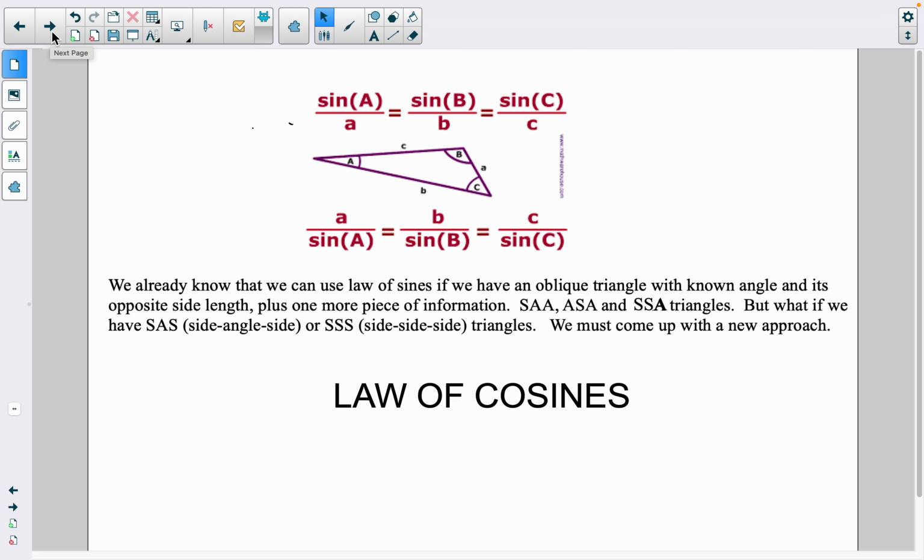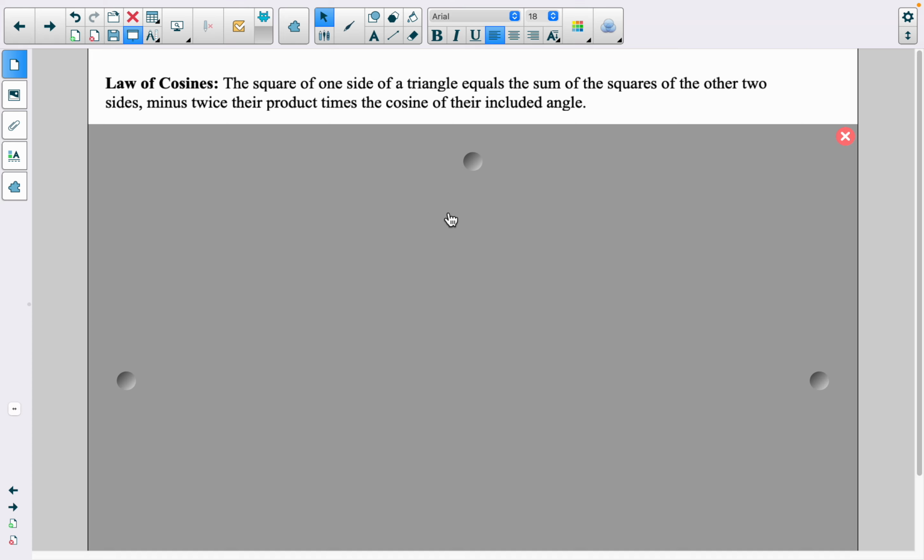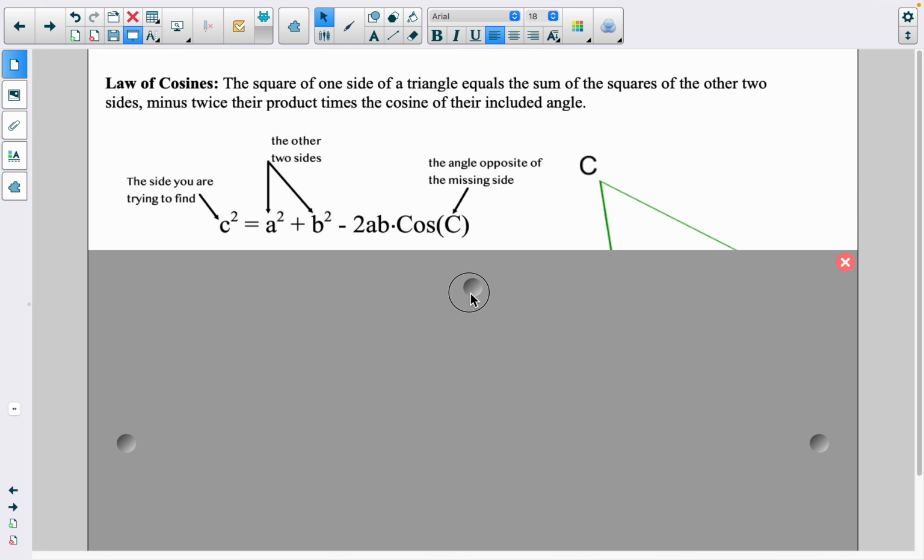So what is the law of cosines? In words, the law of cosines is the square of one side of a triangle equals the sum of the squares of the other two sides minus twice the product times the cosine of their included angle. That's a lot of words there. So let's look at the formulas for it.